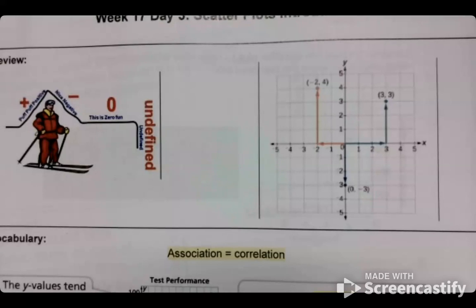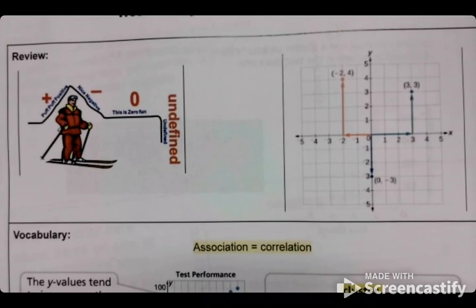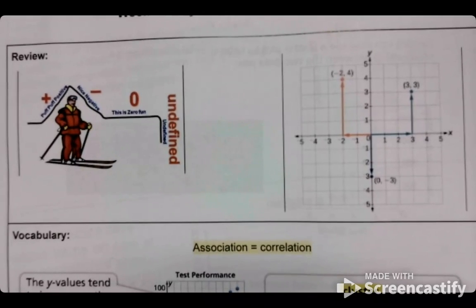Alrighty, so on the front is just a few reminders, right? We have slope: positive, negative, zero, undefined. We're going to use some of that to help us for today.